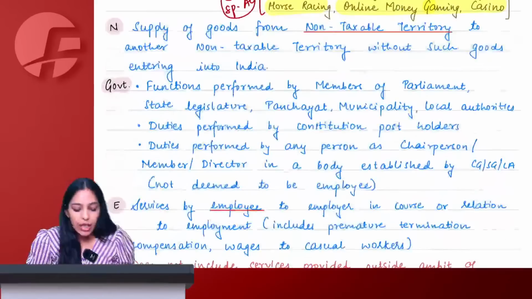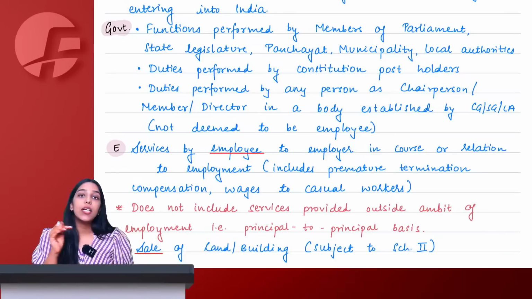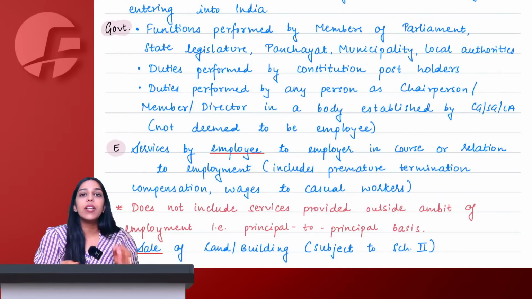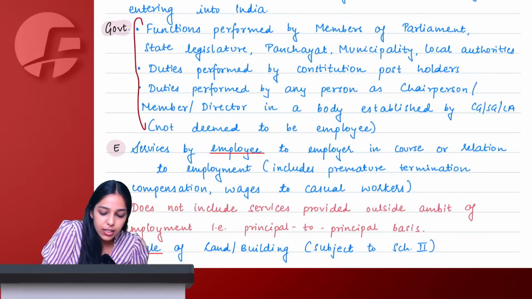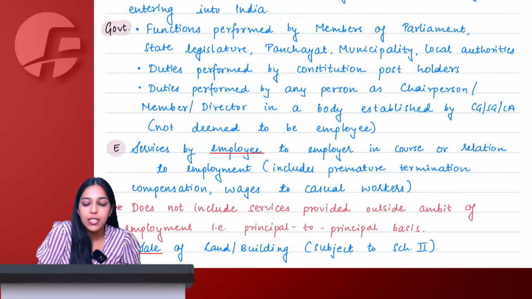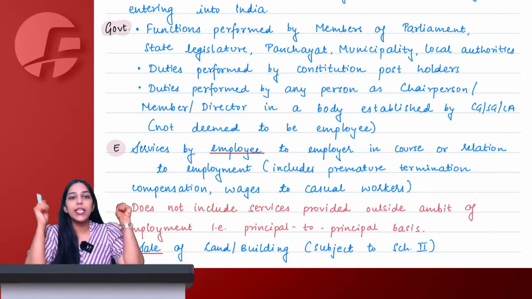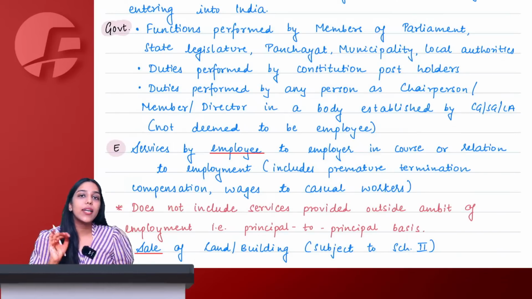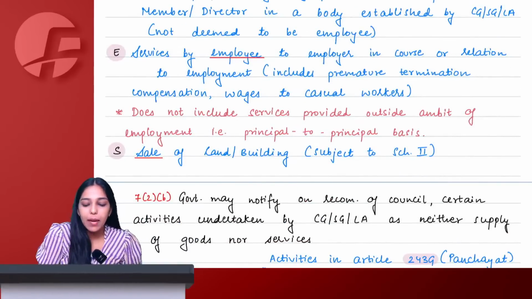G means government. Government means if I am a member of parliament, state legislature, panchayat, municipality, local authority, I am holding any post, I am a constitutional post holder, I am an officer in some government department or company, then whatever I receive as remuneration to serve in these places in government, no GST will be applicable. So basically all these members of parliament, whatever fees, whatever remuneration they charge, to go there and break the seats, to break the chairs, whatever remuneration they are charging, it is all not a supply under GST, and GST will not be applicable.